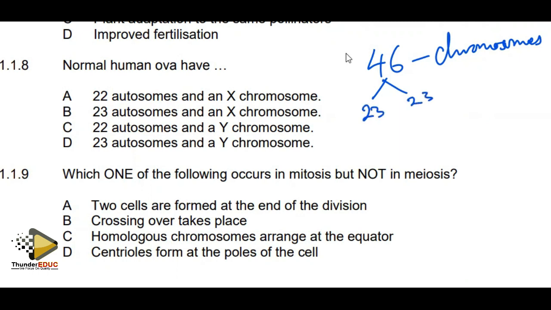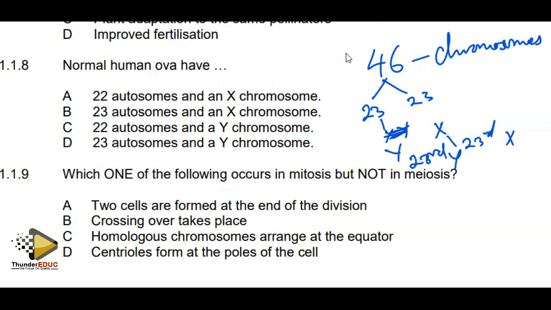But among these 23, if it is a male, it's going to have Y, and if it is a female, it's going to have X. But which chromosome number will have the Y and which will have the X? The 23rd chromosome is going to be X on the female, and the 23rd is going to be Y on the male. So if the Y of the male fuses with the ovum of the female, which is X, it is going to be XY, and then we produce a male.